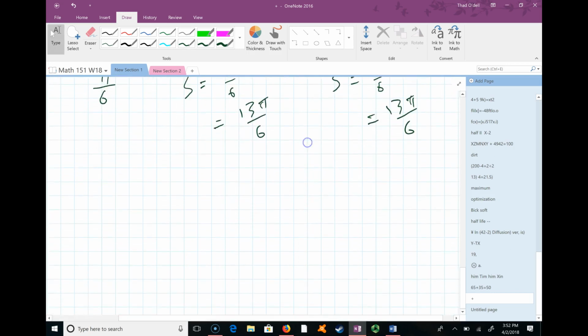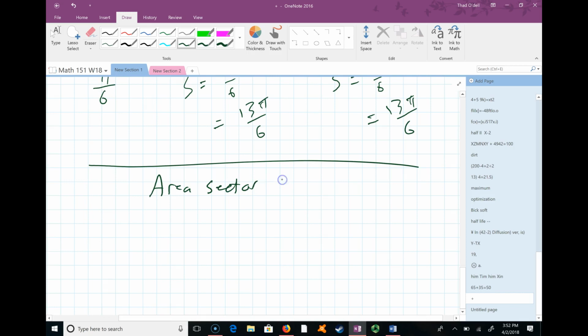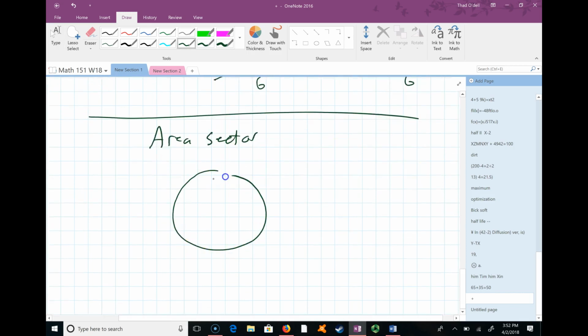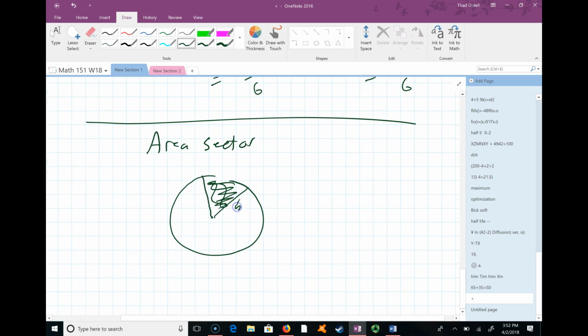You also could be asked an area of a sector question, and it works very similar to the arc length question. If I have a circle, a sector means we're talking about this space in here. So if I want to calculate the area of the sector, I would need to know the radius, because it'll be similar to the way we said before. If you had the whole circle, the area we know would be pi r squared. But since we're only talking about part of the circle, we have to figure out what fraction of the circle.